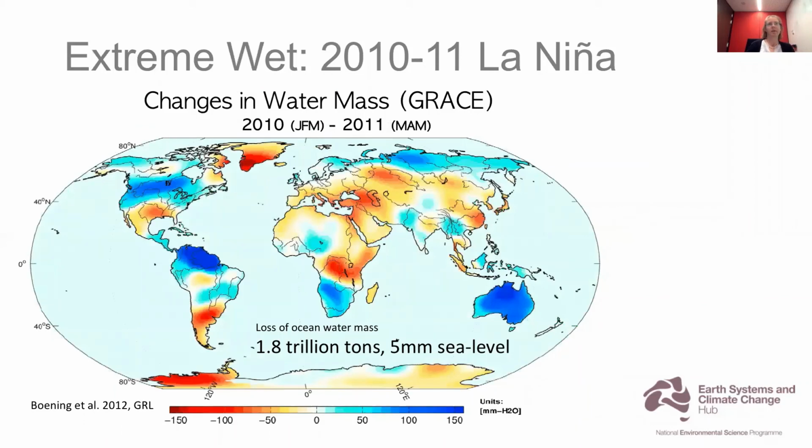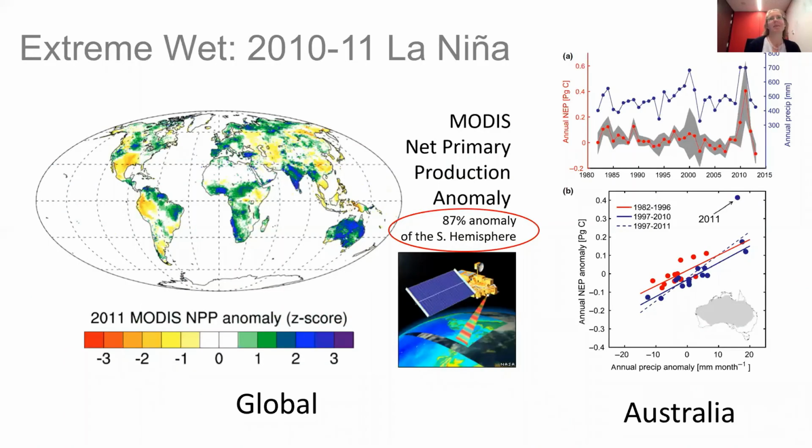And finally, I'll touch on wet extremes. So if you cast your minds back to 2010-11, we had a massive amount of rainfall over Australia. It was so much it caused the sea level to drop by 5 millimetres. And we contributed to the global discussion, looking at the magnitude of that anomaly and how it arose.